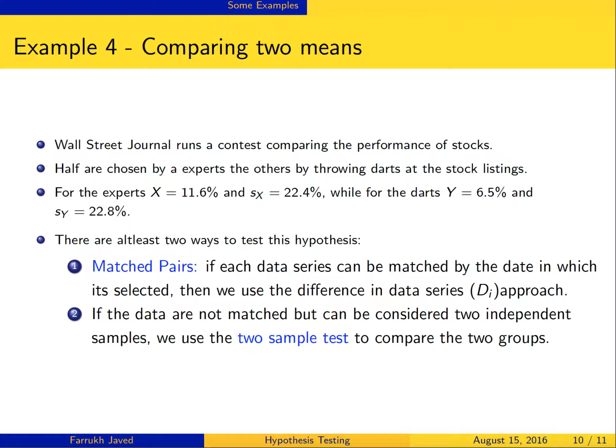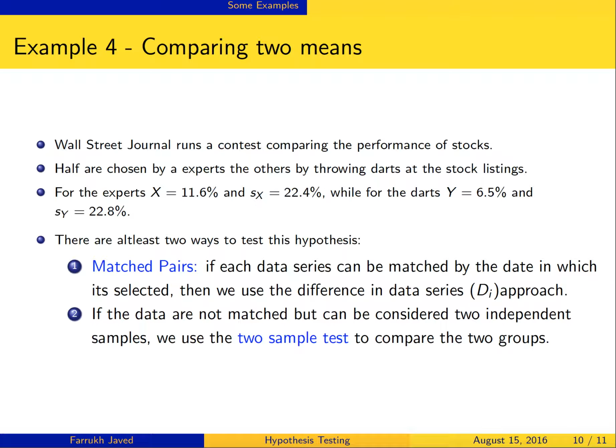From the experts, X is equal to 11.6% and standard deviation was 22.4%, while for the darts, Y is 6.5% and standard deviation was 22.8%. So there are at least two ways to test this hypothesis. One can solve this problem in at least two ways. And one of the ways is matched pairs.